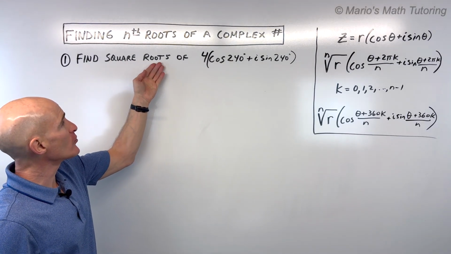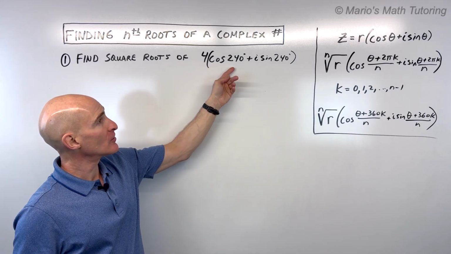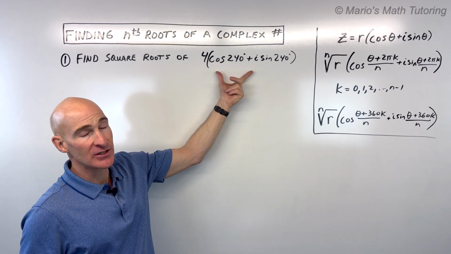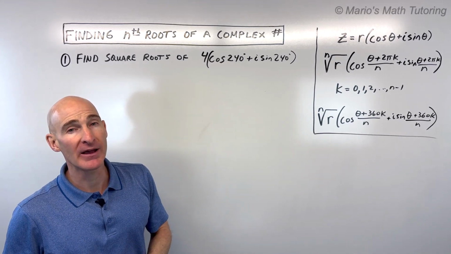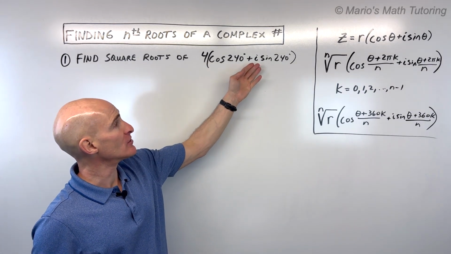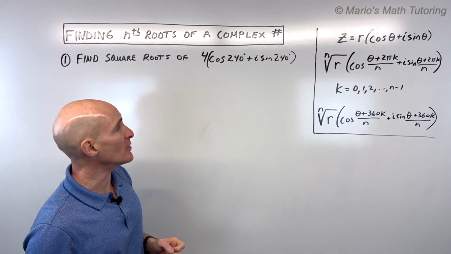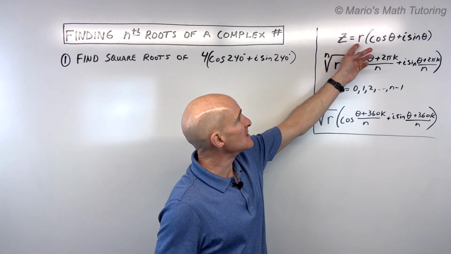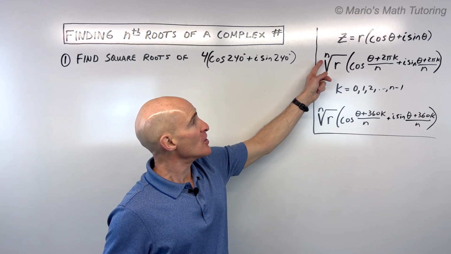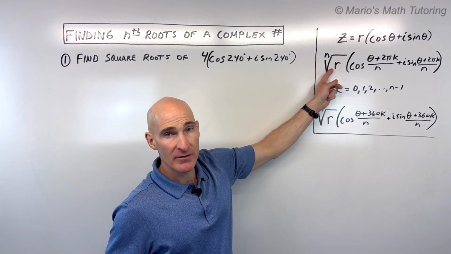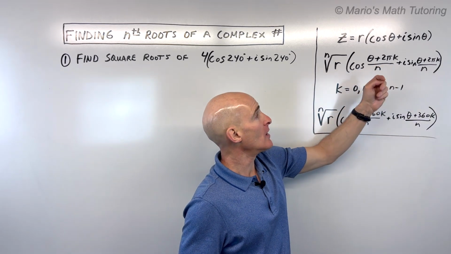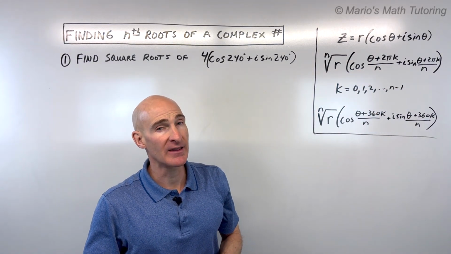We're going to find the square roots of 4 cosine 240 plus i sine 240. Now this is what's called the trigonometric form of a complex number. This is your r, or your modulus, and then this is your angle here, sometimes referred to as the argument. When it's in this form, z equals r cosine theta plus i sine theta, if you want to take the nth root, you've got to take the nth root of the r value, and then this is going to show us how to find the angle. I'm going to show you a little shortcut in regards to finding that angle in just a moment.